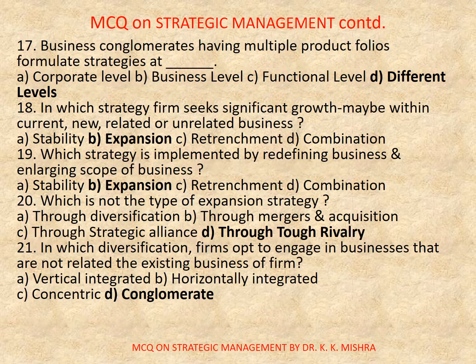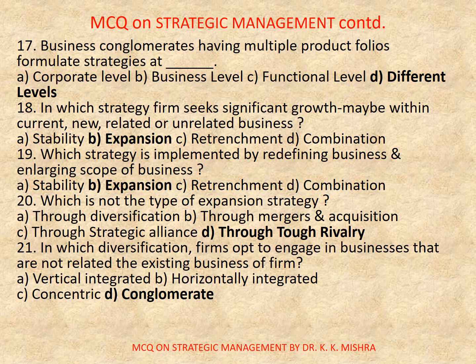17. Business conglomerates having multiple product portfolios formulate strategies at A. Corporate level. B. Business level. C. Functional level. D. Different levels. So D. At different levels.